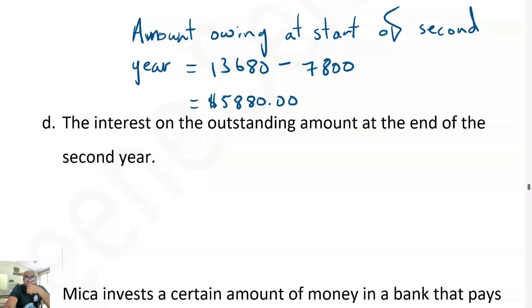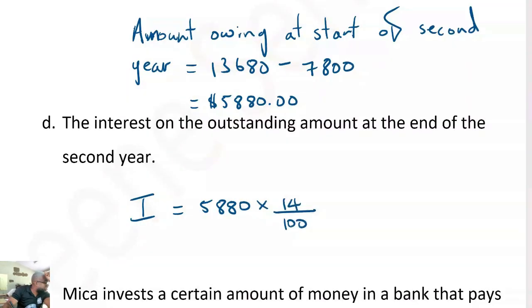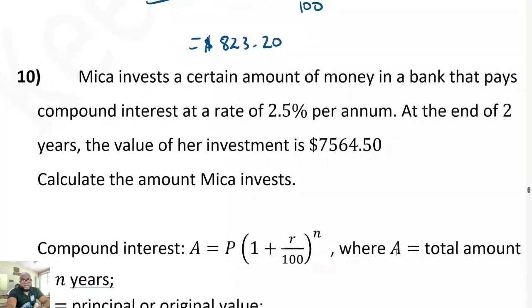So there you go. The interest on the outstanding amount at the end of the second year. So my interest will be equal to 5,880 multiplied by 14%. You want the interest on the outstanding amount. 5,880 is the outstanding amount. So give me the interest on the outstanding amount here, please. $823.20.